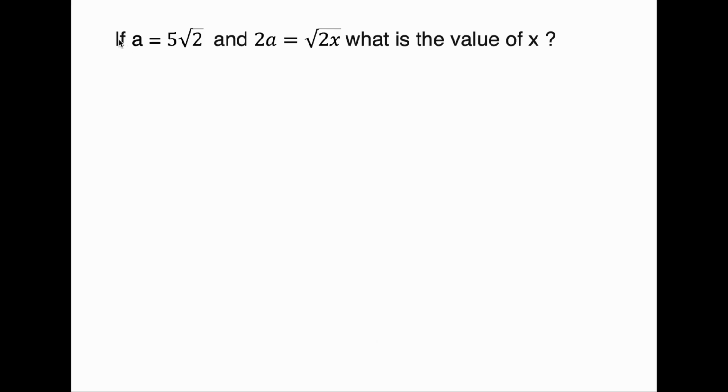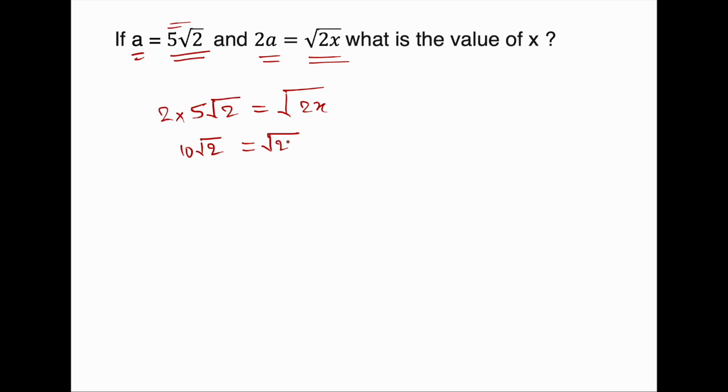So let's solve this question. We are given that a is equal to 5 under root 2, and we are given that 2a is equal to under root 2x. So we'll substitute this value of a in this equation. So we'll have 2 multiplied by 5 under root 2 equals under root 2x. So this will be 10 under root 2 equals under root 2x.